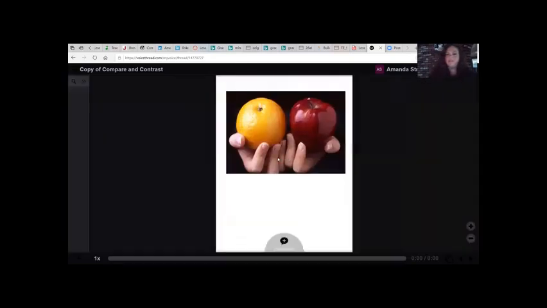So this person is holding both an orange and an apple. And I want to see how good you guys are getting at comparing and contrasting. So this is an orange and an apple, and I want you to complete that Venn diagram, and I want you to put at least two items in each section. So I want your Venn diagram now to look like this.